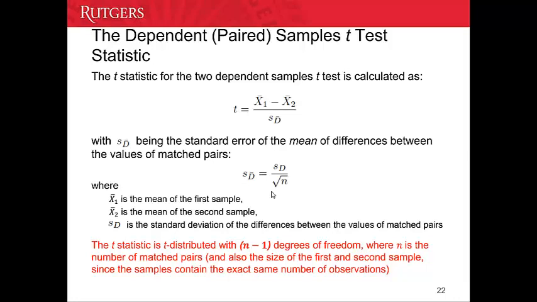This t-statistic is t-distributed with degrees of freedom equal to the sample size minus 1. The number of observations in the first sample is equal to the number of observations in the second sample, because we need to find the matched pairs.